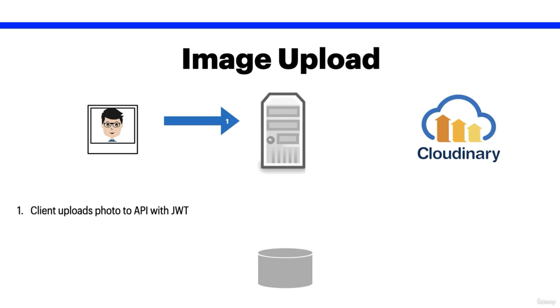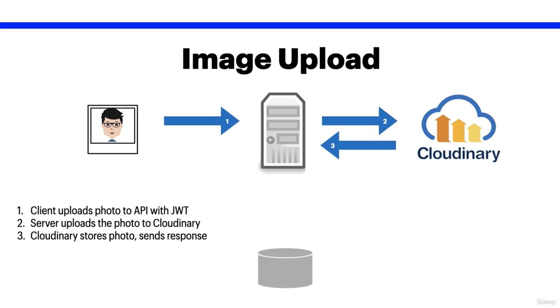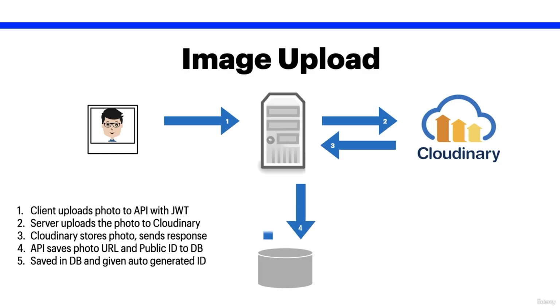What we're going to do next is securely upload the photo to Cloudinary, because Cloudinary is going to give us some API keys that we can use so that we can guarantee that only our server has the ability to upload to our Cloudinary account. Cloudinary stores the photo and sends the response, and the API is going to save the URL of where the photo is. What we'll get from Cloudinary is a public ID of the image, and that's going to be saved into the database. When it is, it's going to be given the auto-generated ID from our database, and this is what we're going to return to the client.